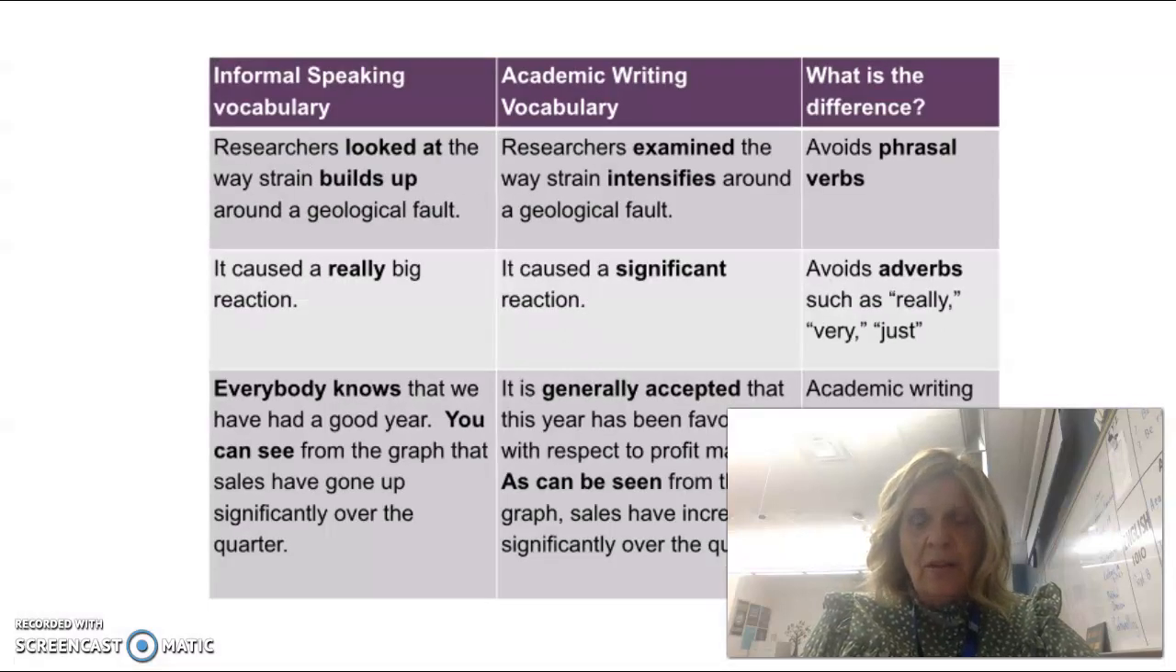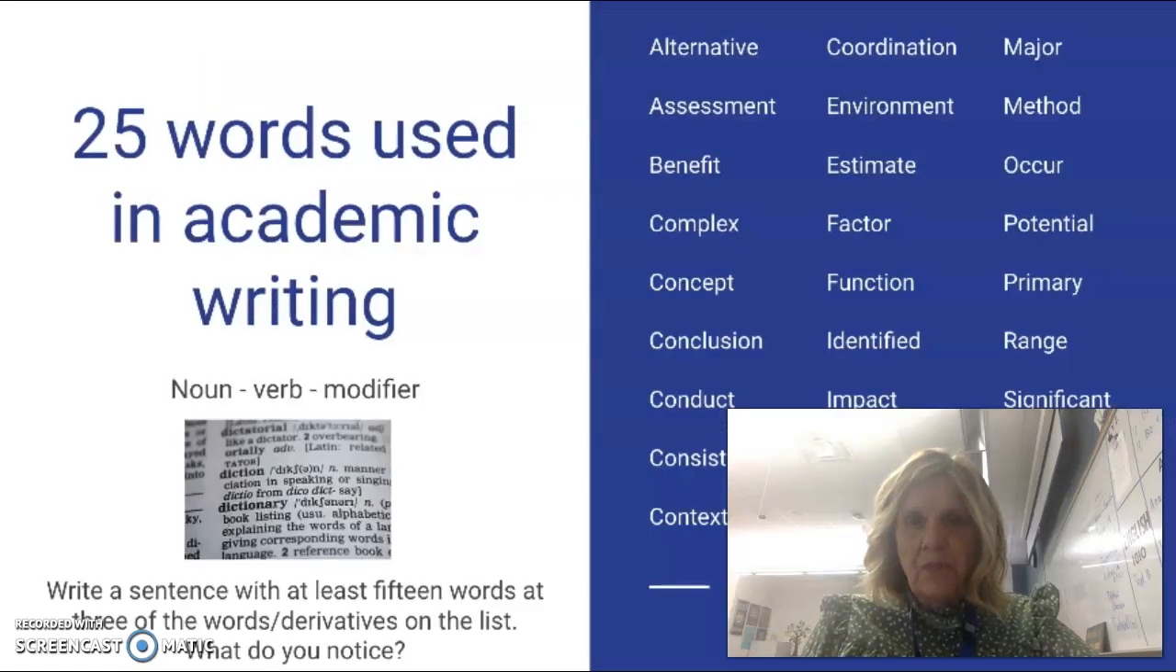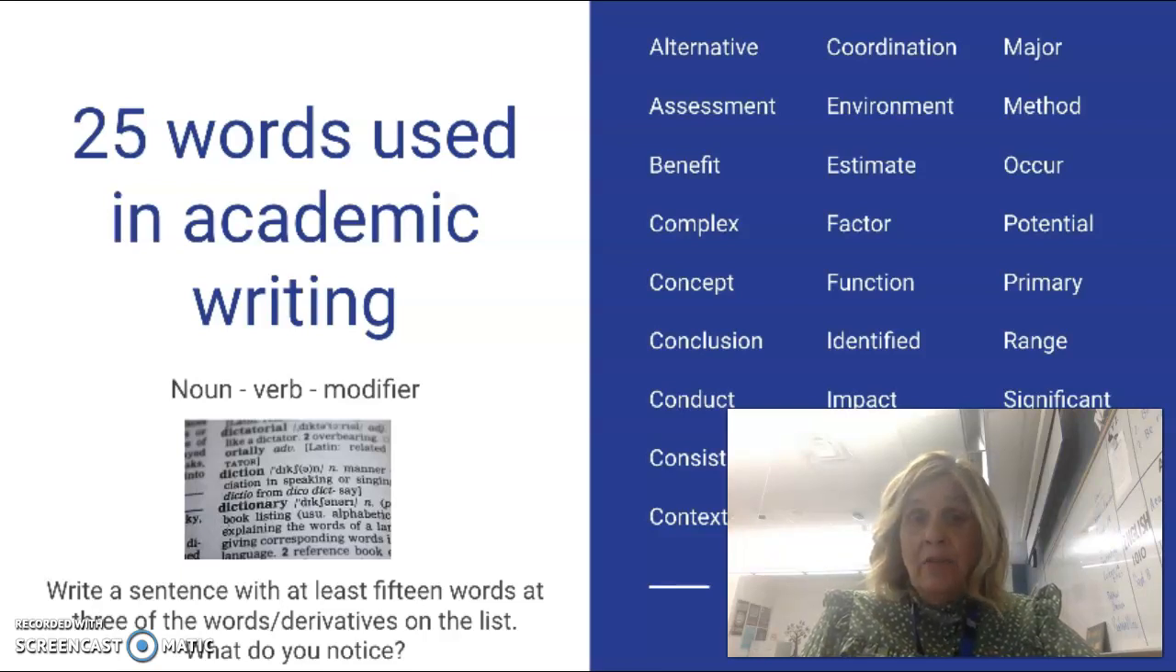Here are some more elements of academic versus informal writing, so please refer to each of the contents of these slides as well. Another thing about academic writing, we have a purpose behind the work, and so I'd like you to practice academic writing, and it says to write a sentence with at least 15 words with 3 of the words on this list in each sentence. So pause the video and in your academic notes do that.